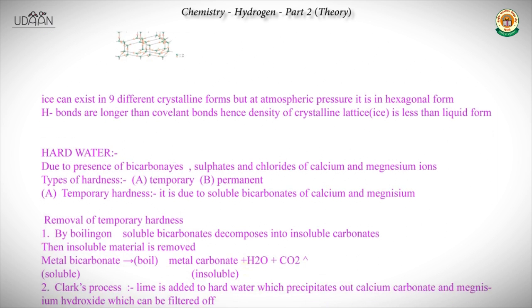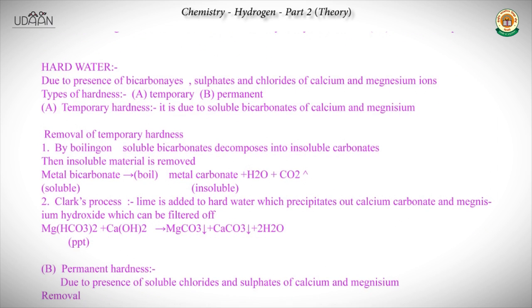Now this is hard water. What is hard water? It is because of the presence of impurities like bicarbonates, sulfates and chlorides of calcium and magnesium ions. Now we have two types of hardness. First one is temporary and second one is permanent. Temporary hardness is because of soluble bicarbonates of calcium and magnesium.